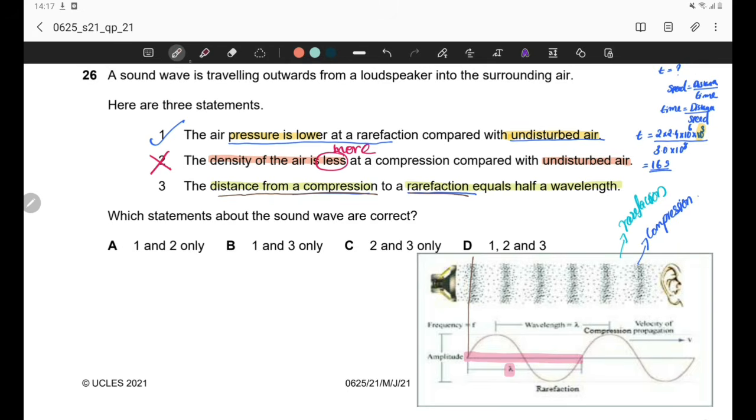So first of all, let us see where we get half a wavelength. This part represents half a wavelength, half of the wave. The starting point is a compression, and at the ending part of this half wavelength, when we extend, we can see this is a rarefaction. So the distance between them is half lambda. So the third statement is also correct. So option B, that is statements 1 and 3, are correct.